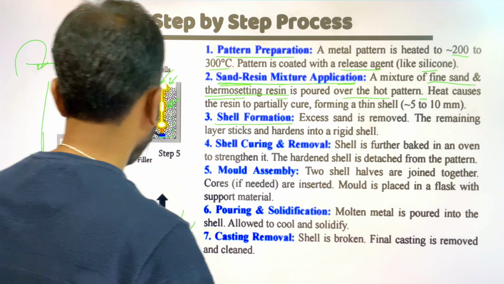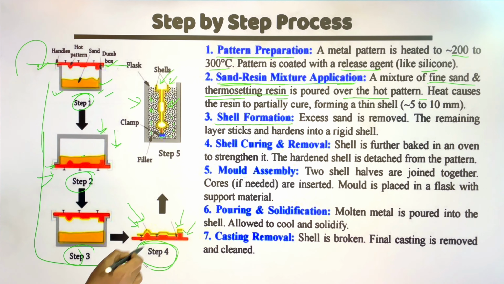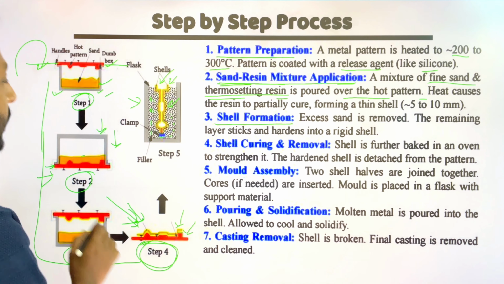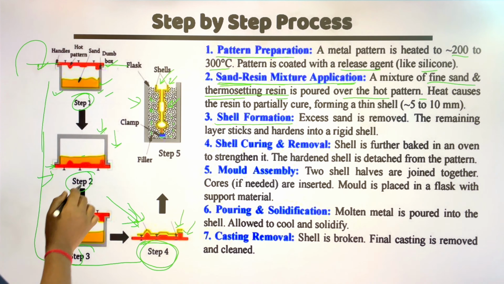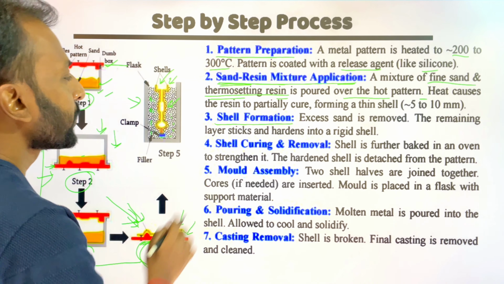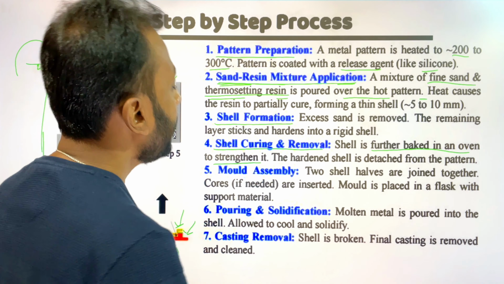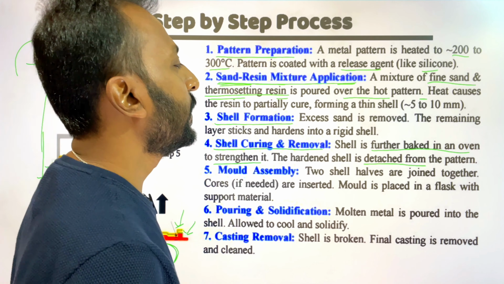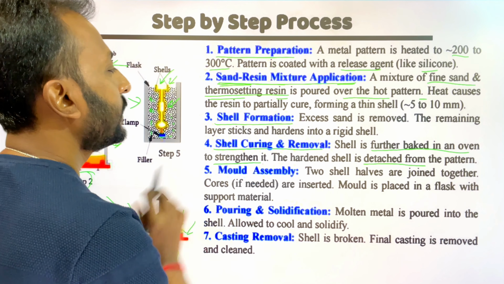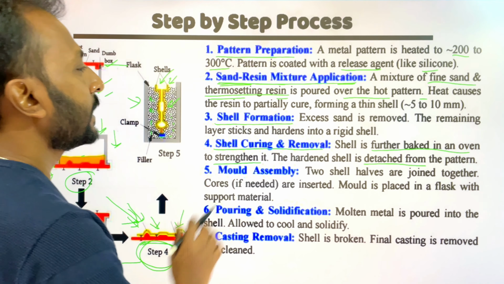Next is shell formation. So we form the shell in this process, step 1, step 2, step 3 and step 4. First we get one shell, one side of the shell, and when we repeat this step 1, step 2, step 3 and step 4 we get another side of the shell and we join this. So next is shell curing and removal. Shell is further baked in an oven to strengthen it. The hardened shell is detached from the pattern. So when we create this we have to strengthen it. We strengthen it in an oven, and after this we detach it from the pattern.